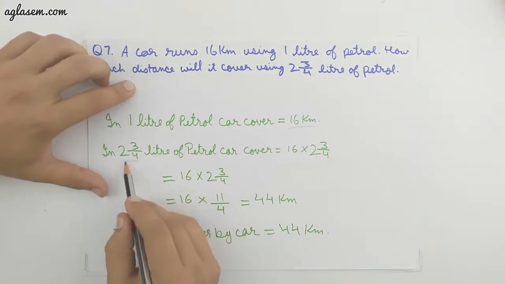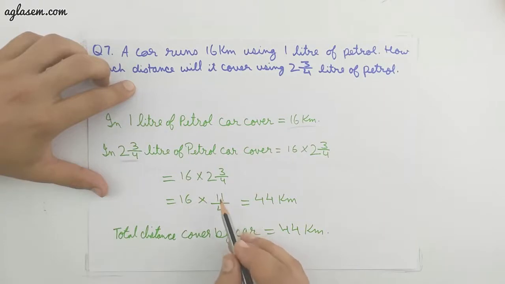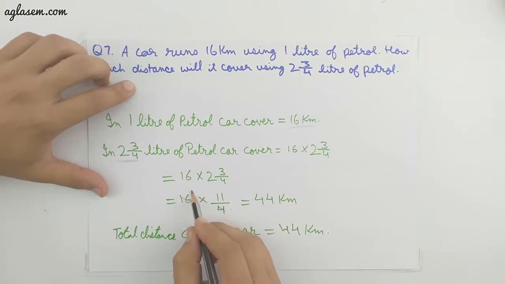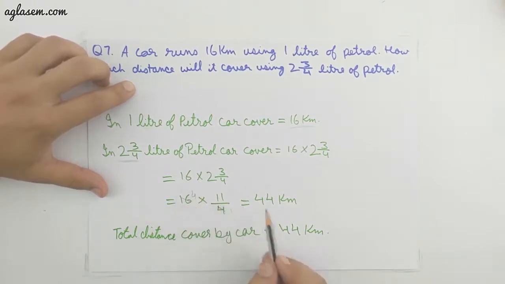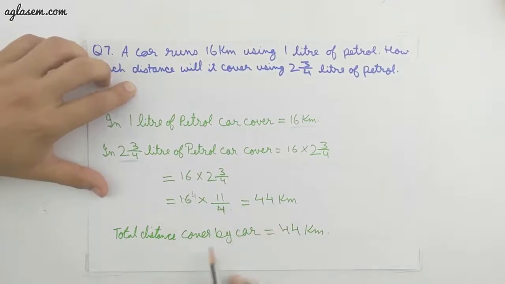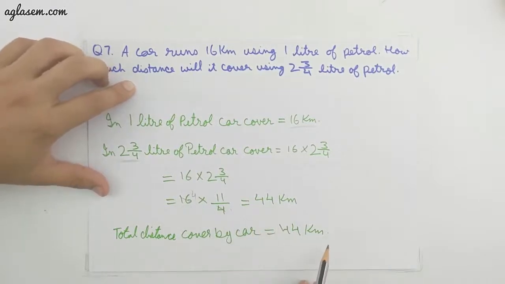This is a mixed fraction. We will change it into an improper fraction, which will be 11 by 4. We will multiply 16 with 11 by 4, which will be 44. Like 4 ones are 4 and 4 fours are 16. So 4 into 11 will give us 44. The total distance covered by the car is 44 kilometers.